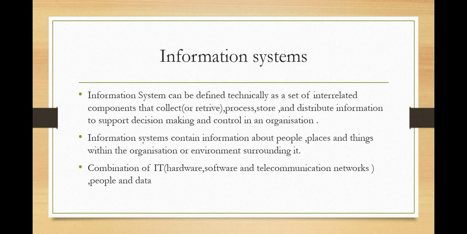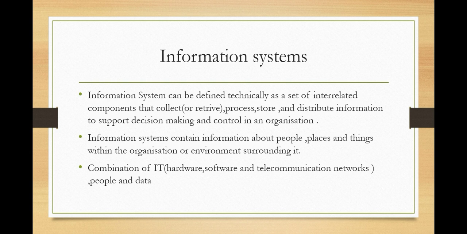Information system can be technically defined as a set of interrelated components that collect or retrieve, process, store, and distribute information. That means when you are talking about information system, we say that it's a combination of components that aim at collecting data or retrieve data or process such data, and after processing the data is stored and distributed as information with the aim of supporting decision making and even control in an organization.